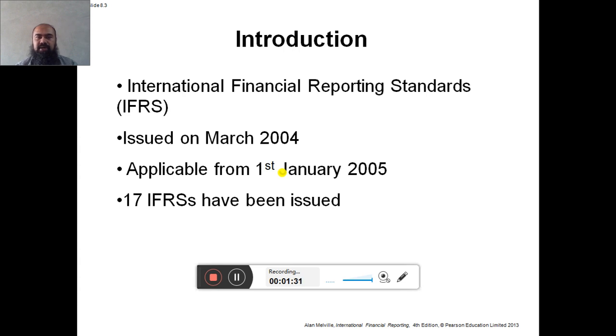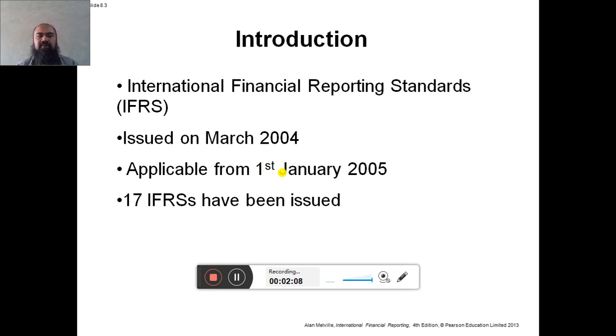Previously, standards were issued such as IAS 1, 2, 3 and so on. But now these standards are being converted from IAS nomenclature to IFRS nomenclature. So this standard, IFRS 5, which we are going to study, is from the IFRS series. This standard was issued in March 2004, and it was applicable from 1st January 2005.